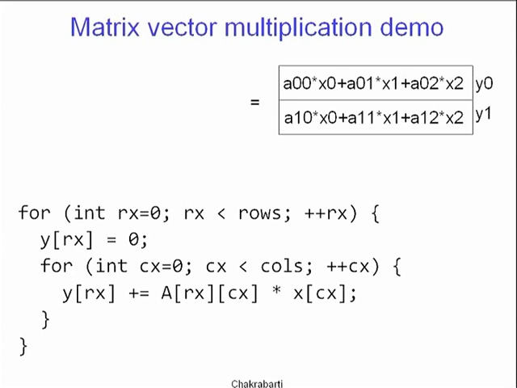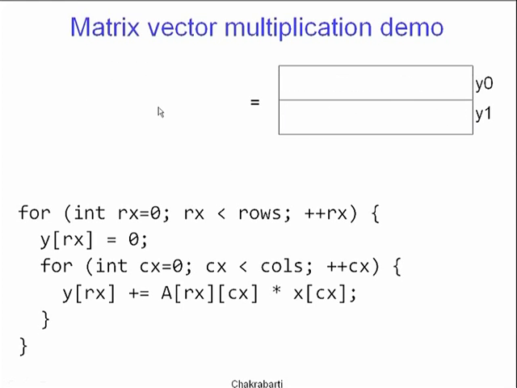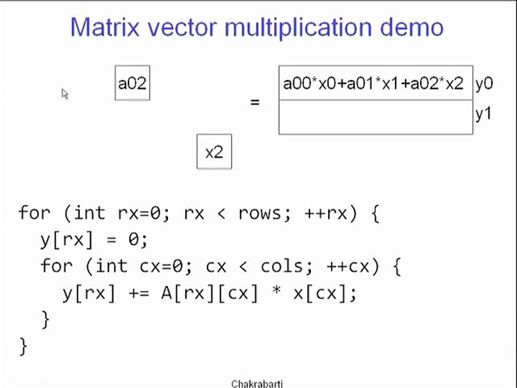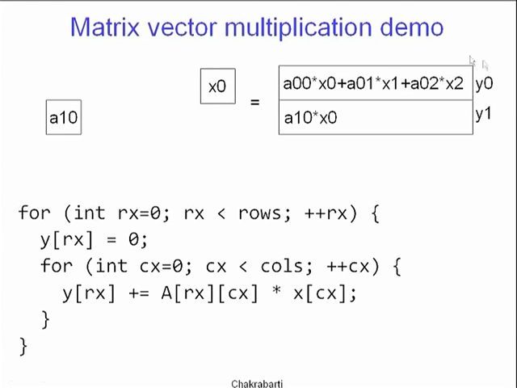Okay. So coding it is very easy. So for example, in the beginning, rx is equal to 0. I initialize y0 to be equal to 0. And then I sweep across the columns one by one and I accumulate into y. So y rx plus equal to A rx cx times x cx.